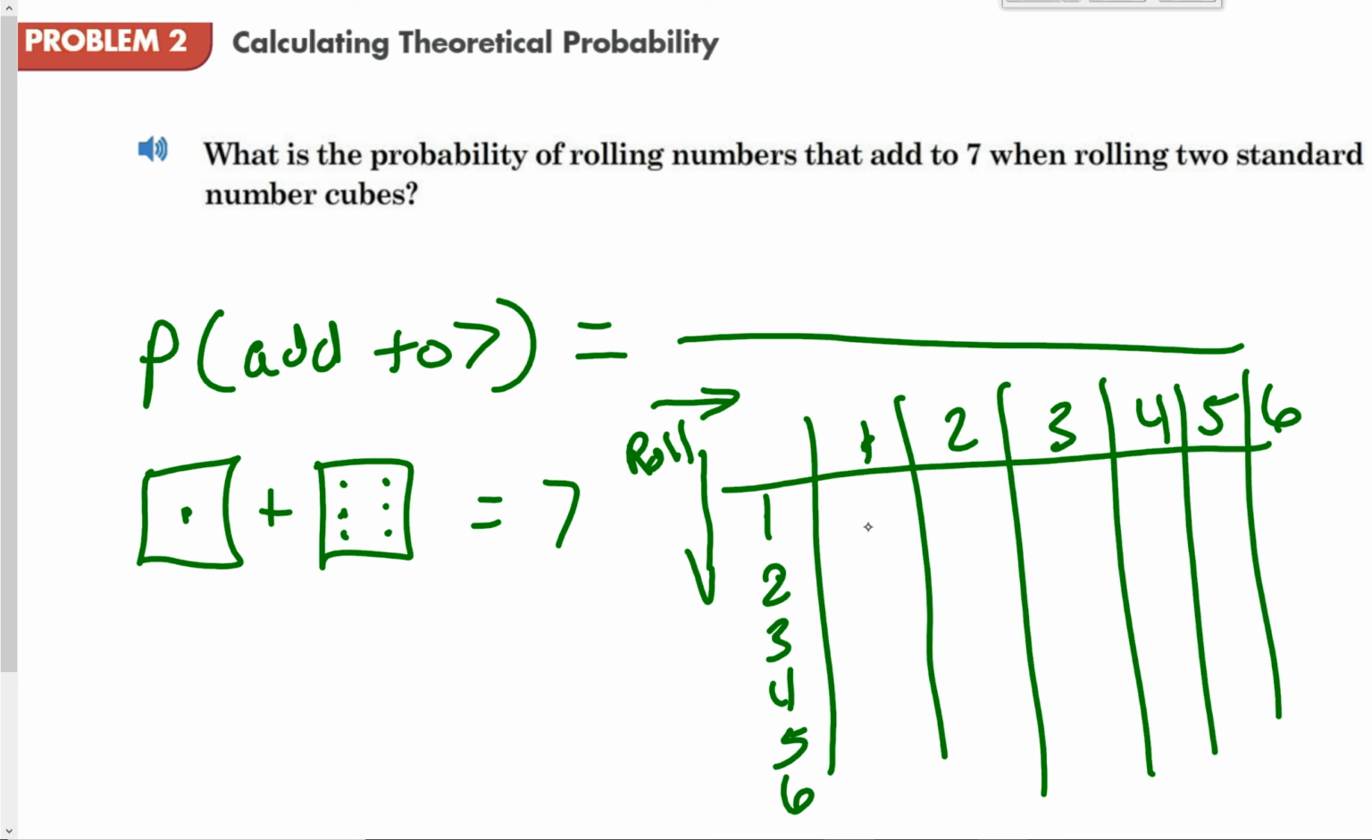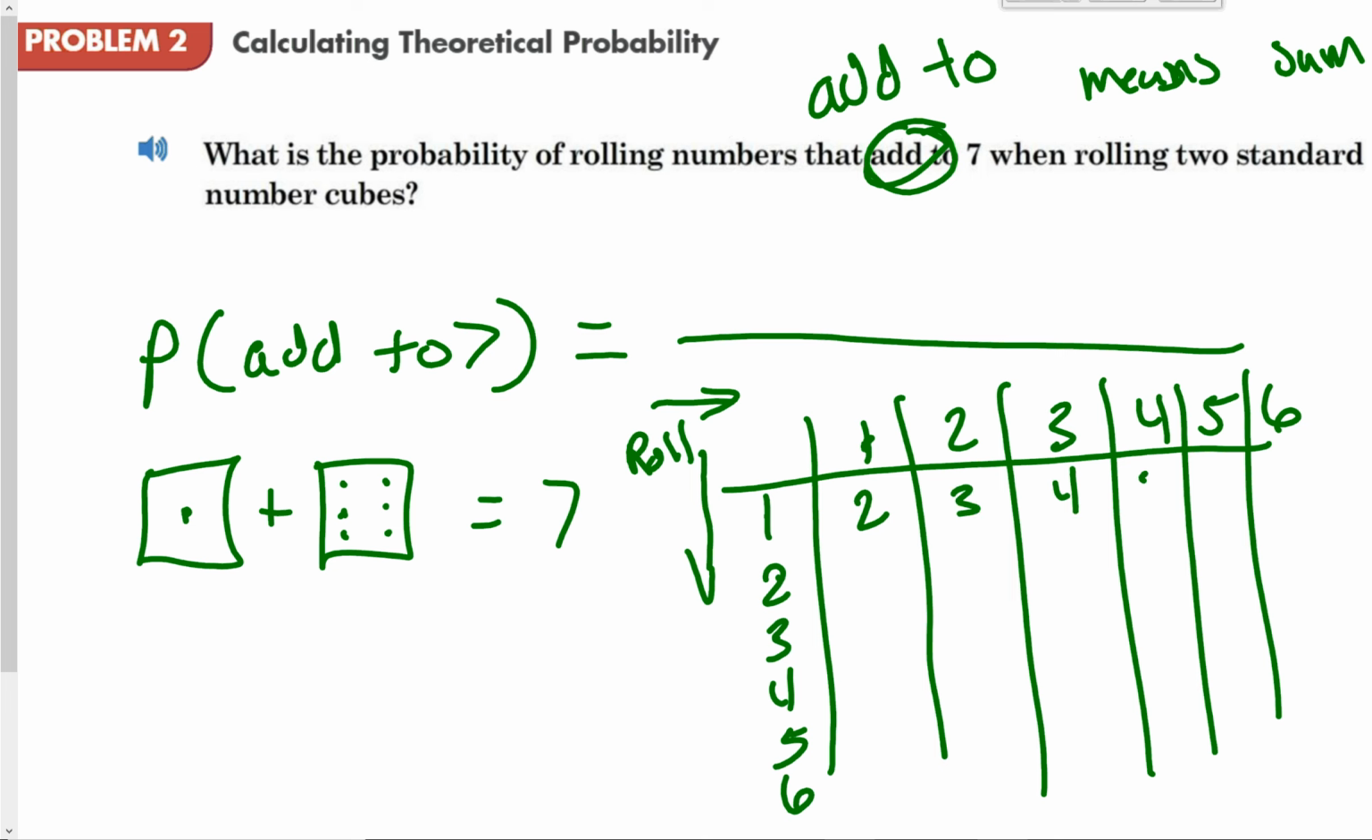If I roll 1 and get a 1, that's a sum of 2. Add up to means sum. You'll have to know that for later too. Add to means sum. Then this would be a 3, a 4, a 5, a 6, and this would be 7. So there's one of my numbers. And I go down this way: 3, 4, 5, 6, 7. There's another one of my numbers.